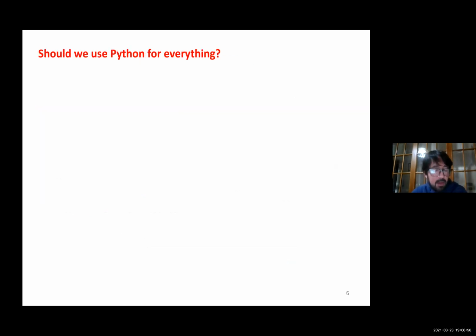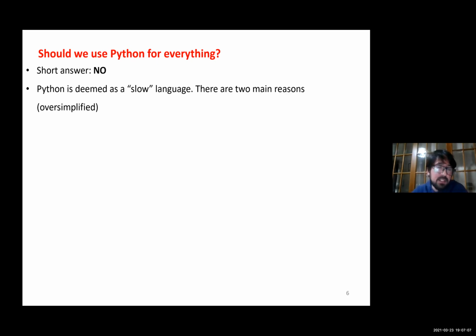So now that we talked about all of the advantages and all of the reasons why Python has been growing, should we use it for everything? The short answer is no. And the main reason is that it's deemed, in quotation marks, as a slow language.